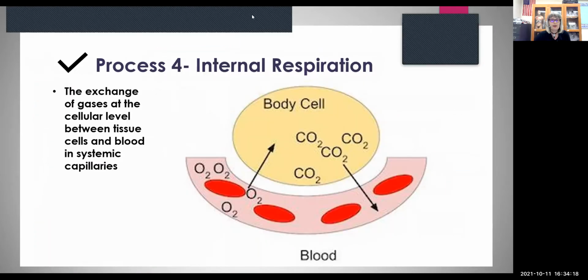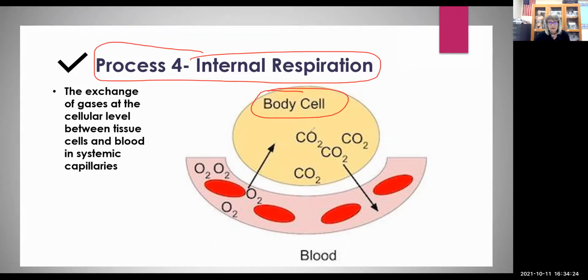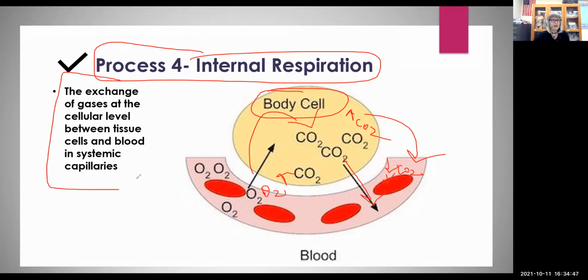All right, so the last process is internal respiration. And this is where the cells of the body are going to accumulate CO2, so that diffuses across from a higher concentration of CO2 here to a lower concentration of CO2 here. So therefore, we go down that concentration gradient. Here we have a higher O2 level, and so we go down the concentration gradient. So the exchange of gases at the cellular level is what internal respiration is. It's between the tissue and the cells and the blood in the systemic capillaries.